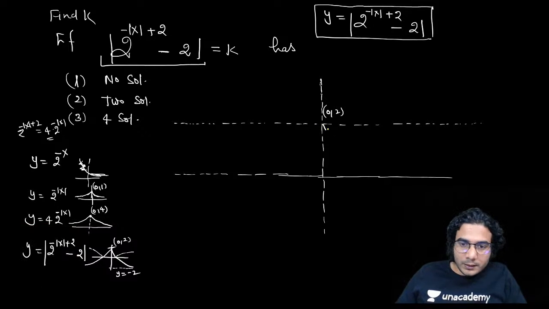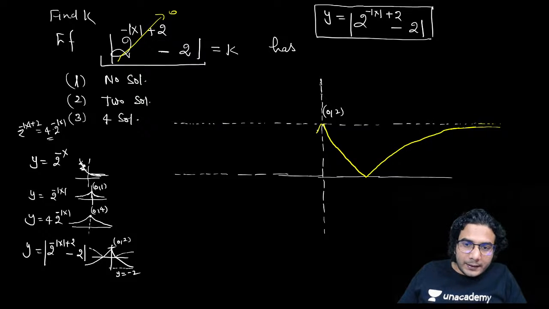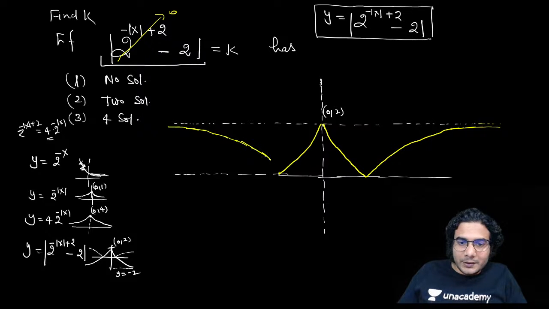Let me draw this with yellow color. When x approaches infinity, you can see it is going to be 2. Because when x approaches infinity, this part will become 0, since it is 1 upon infinity, and minus 2 and mod of minus 2 is 2. So it will be 2, right? Like this, it will be below this line, and the same image on this side. So this is going to be like this. Now we have got the graph of this function y is equal to this.